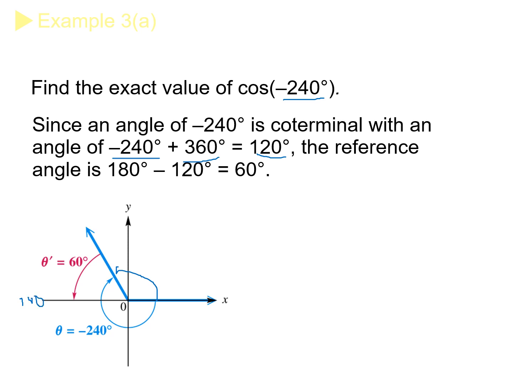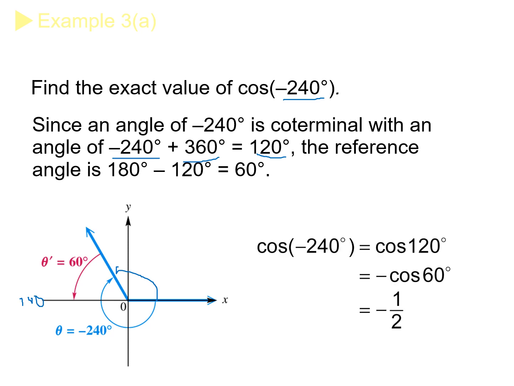So we're in the second quadrant, so I know my y value is going to be positive and my x value is going to be negative. So the cosine of negative 240 is the same as the cosine of 120, which is the same as negative cosine of 60, where this is my reference angle. And remember, we memorized that the cosine of 60 is 1/2. So the cosine of minus 240 is minus 1/2.